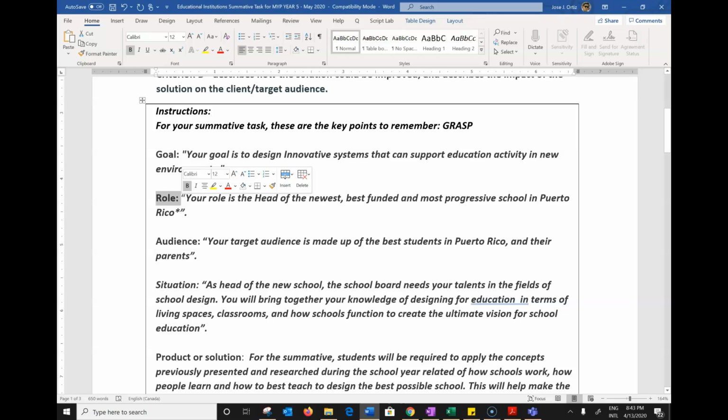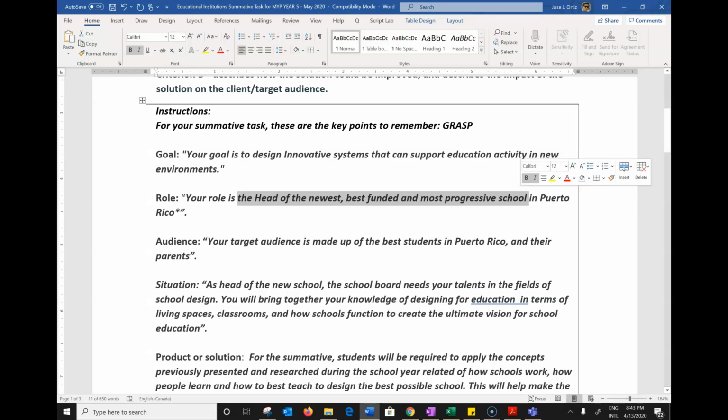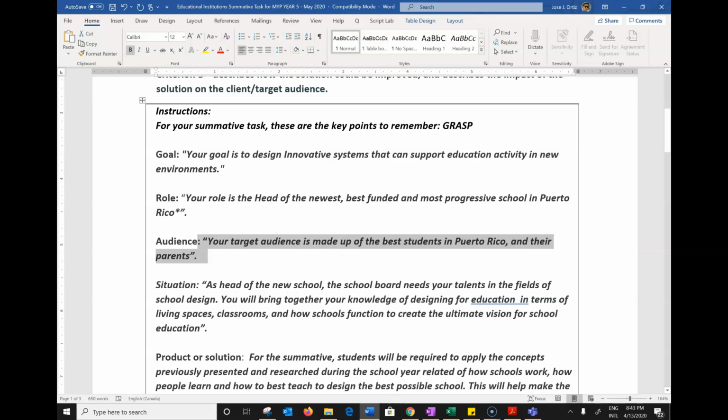Your role, what you're in right now, is the head of the newest, best funded, and most progressive school in Puerto Rico. That's who you are. So you are the head of school, and you are the one who has the final say on everything related to your school. This is your role. Your target audience is made up of the best students in Puerto Rico, and of course their parents, because they're the ones who fund their education.